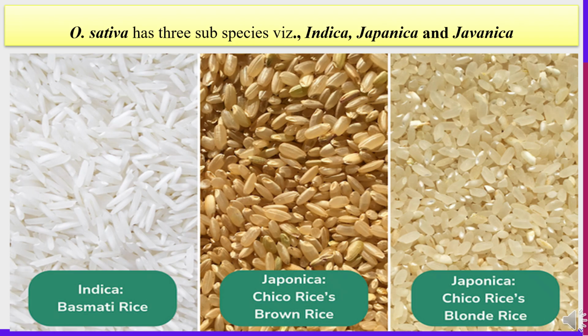Indica has long, slender grains, e.g., basmati, mostly white when polished. Japonica has short, round grains, which can be brown, unpolished, or light yellow/white, polished. Javanica has medium to large, thick grains, often less sticky and more robust in texture.